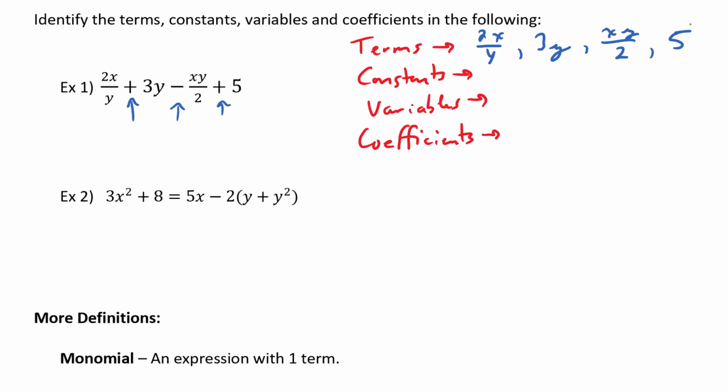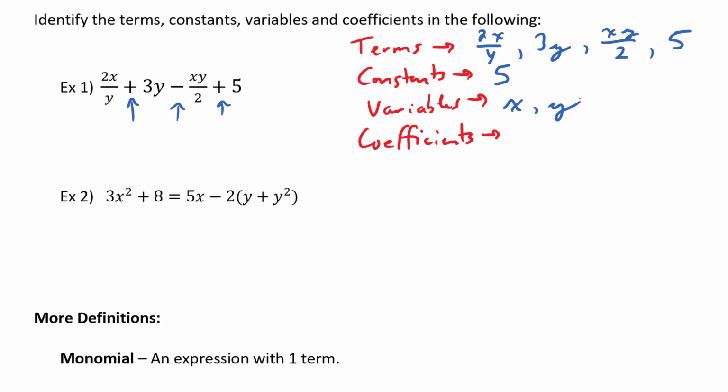How many constants do we have? We only have one constant, 5. What are our variables? We have x and we have y, two unknowns. They can be anything. That's why they're called variables. I can vary it, plug it into the equation, and work it out depending on what I choose for x and what I choose for y.